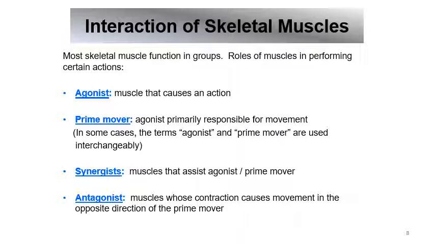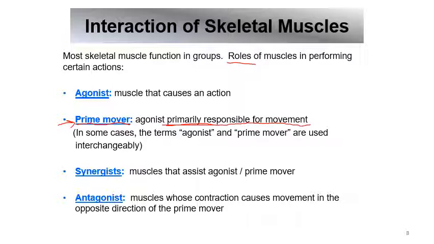Here we're seeing some of the terms we need to learn. These are referring to the roles of muscles in performing different actions. So for example, in bending or flexing your elbow, during walking, doing different things, how the muscles have to work together. So here, agonist. Agonist just refers to a muscle that causes an action. So muscles are all agonists, basically. They all cause an action. So now, prime mover.